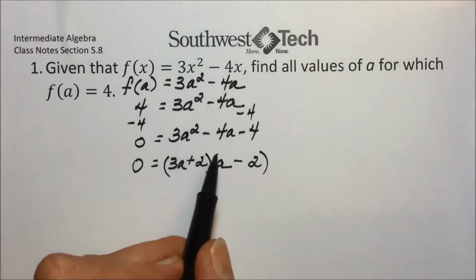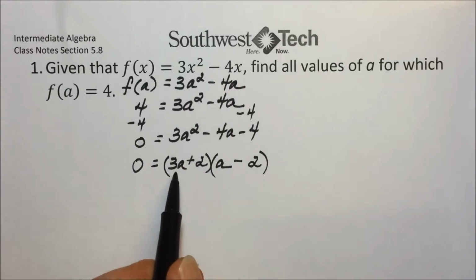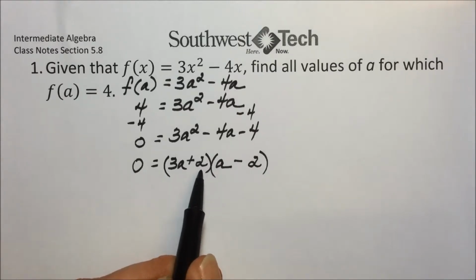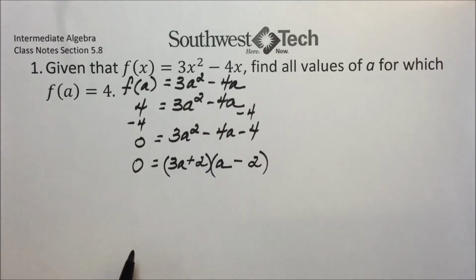Just to check, first terms multiplied together is the 3a squared. Outside we would have a negative 6a, inside would be a positive 2a, which is a negative 4a, and last terms multiplied is the negative 4.